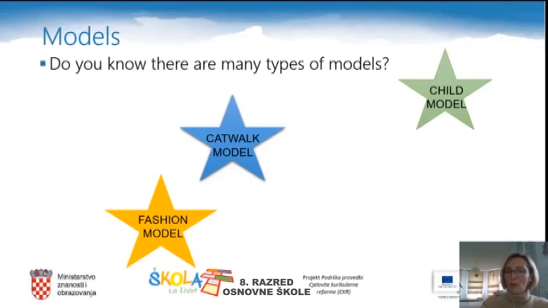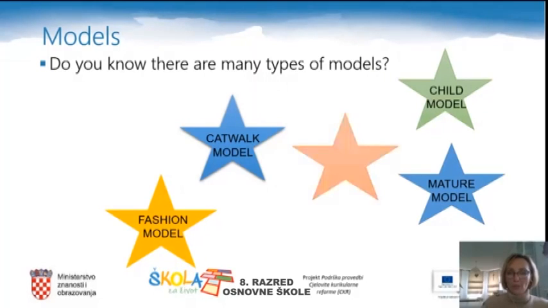Child models are children who work as models for the clothes industry, toy industry, etc. Mature models are not very young anymore. They are people who continue working as models even after a certain age. Plus-size models are not very thin. They usually wear sizes L, XL, etc. And they can also look very beautiful and work as models.